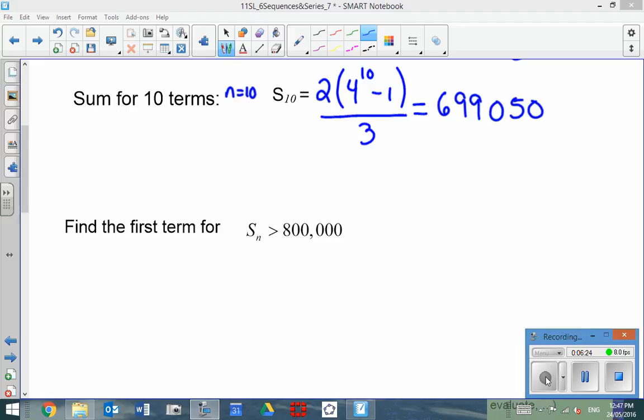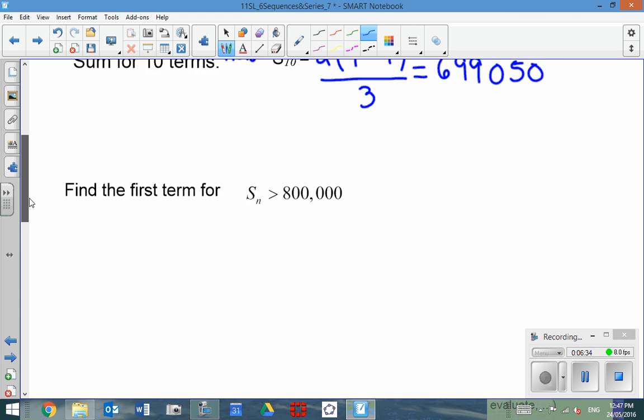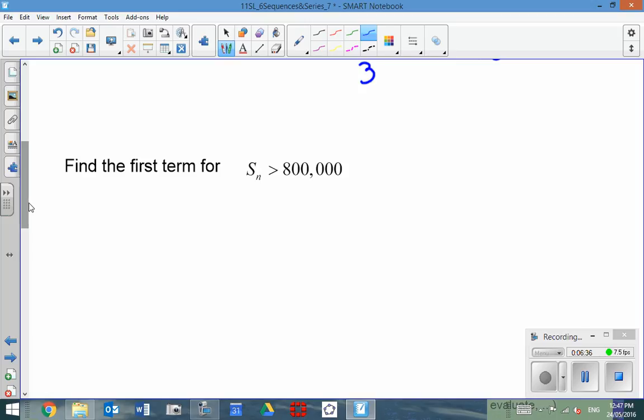So let's go ahead and take a look at another application that you guys can now use with your series formula. This question is a follow-up from the same series, and it says find the first term for when the sum of however many terms we're discussing is greater than 800,000.